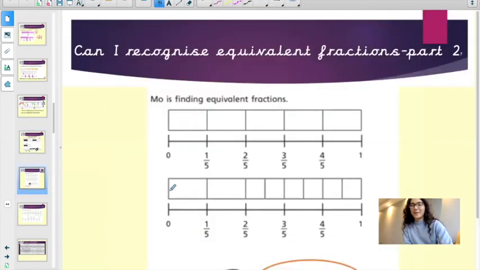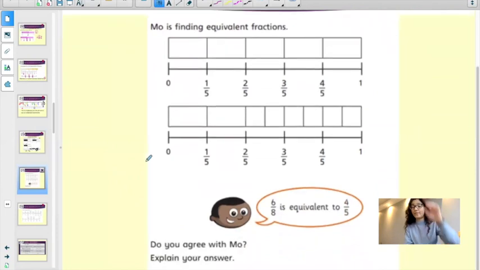Let's try this one. Mo is finding equivalent fractions. He says that 6/8 is equivalent to 4/5. Do you agree with him? Explain your answer. Now let's first start off by shading in however much he's told us to shade in. So he said 6/8 is equivalent to 4/5. So what I'm going to do is shade in 4/5 first.